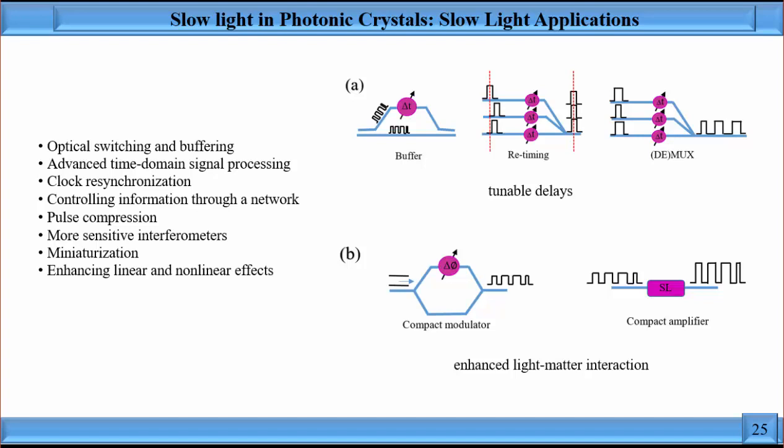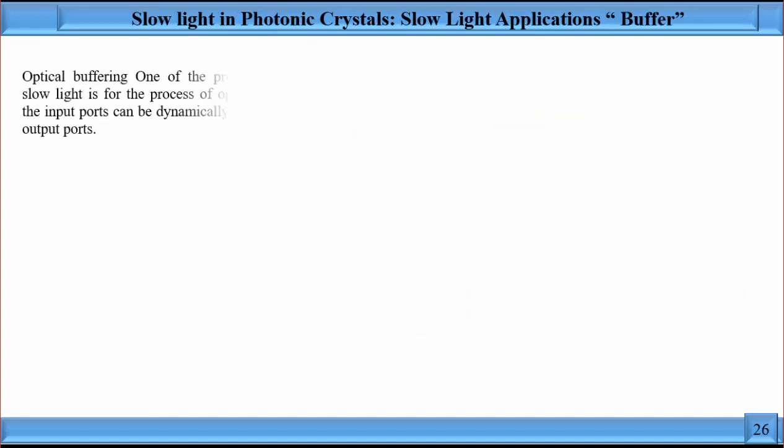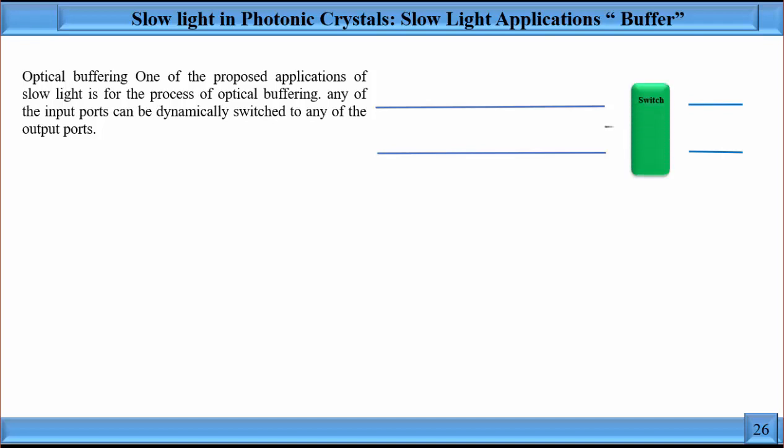Slide 25. Slow light applications. Optical switching and buffering. Advanced time domain signal processing. Clock resynchronization. Controlling information through a network. Pulse compression. More sensitive interferometers. Miniaturization. Enhancing linear and nonlinear effects.